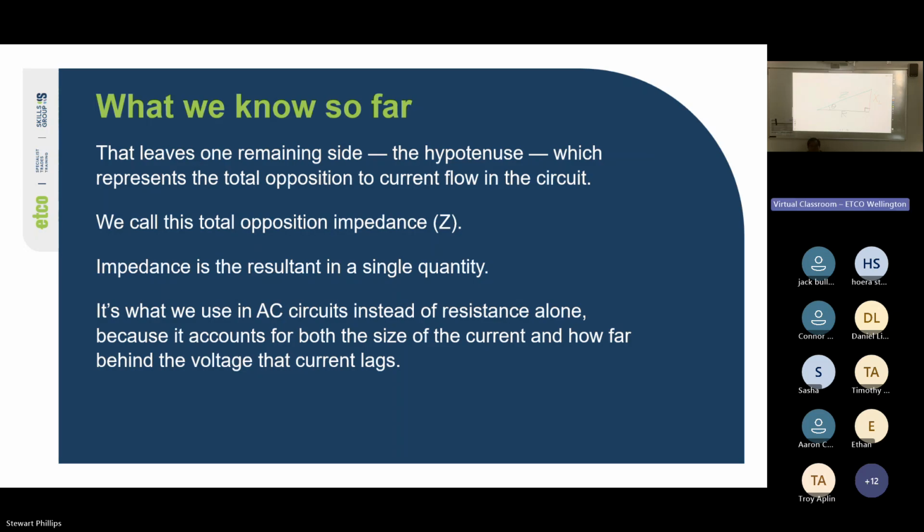Whenever we're talking about the total opposition to current flow in an AC circuit, we're always talking about impedance, because we have to take into account the reactance of the circuits, whether that be inductive or capacitive, like we'll look at in a little bit.